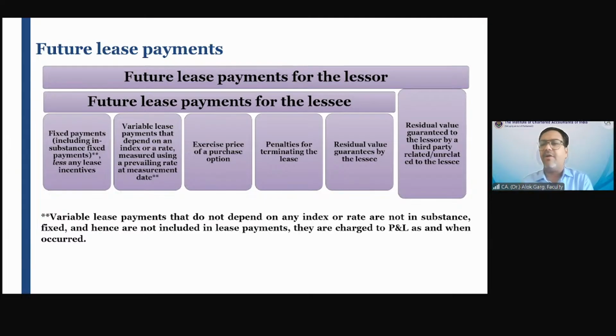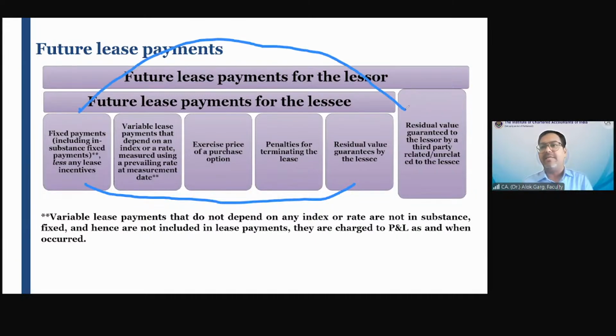Time we have covered, now we are covering consideration. So my dear friends, from the lessee perspective, there are 5 payments, which are known as lease payments. From the lessor perspective, 5 plus 1, 6 lease payments, right? And what are these lease payments? Let me revise. First, fixed payment including in substance fixed payment less any lease incentives.